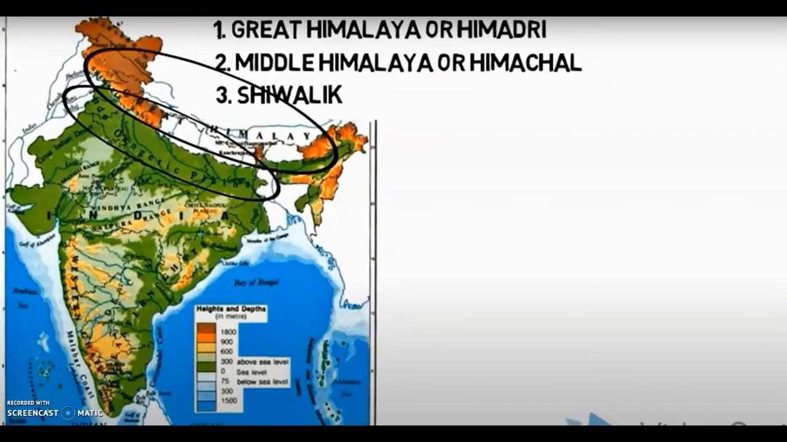Children, the Himalayan mountains are divided into three main parallel ranges. Which are they? Yes, the northernmost is the Great Himalaya or Himadri. The world's highest peaks are located in this range. Then the second one, Middle Himalaya or Himachal, lies to the south of Himadri. Many popular hill stations are located here. Then the third one is Shivalik. This is the southernmost range.